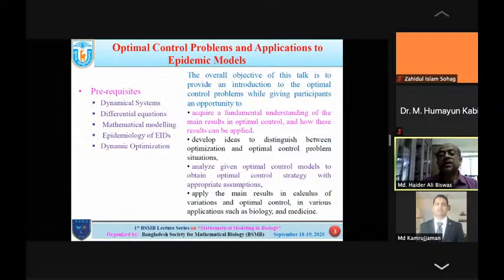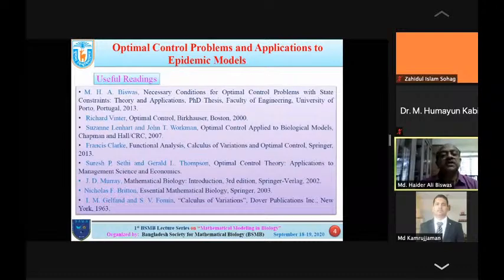So if someone is interested in more study, they can study some literature and very influential books in this area. There are a lot of books, but especially you can try my PhD thesis, and it is available online, you can search for this thesis. And the other one is Optimal Control Applied to Biological Models, by Suzanne Lenhart and John Workman. This is another very good book.